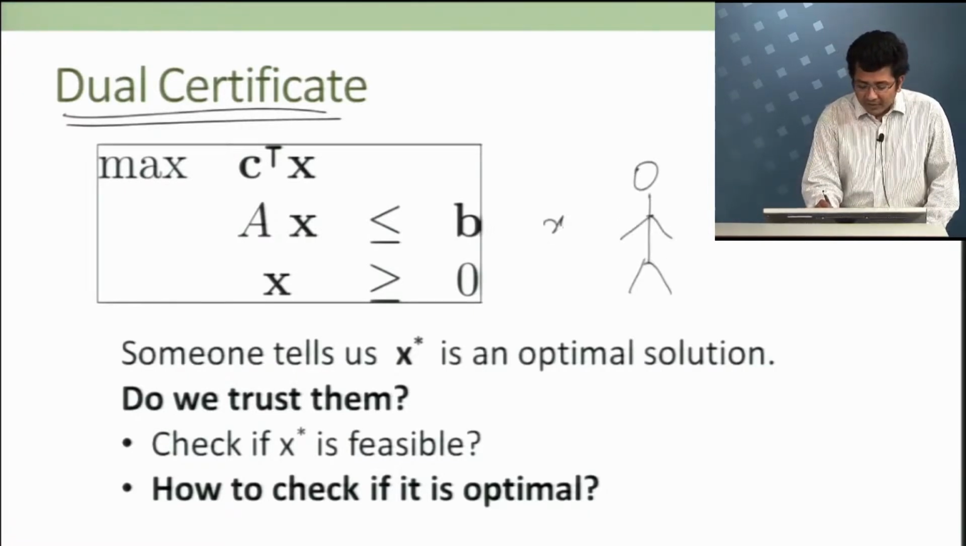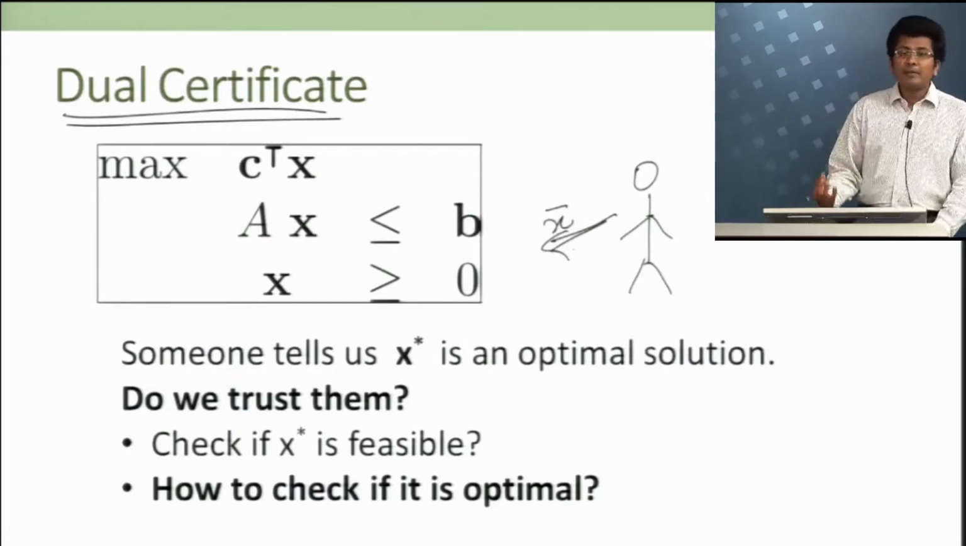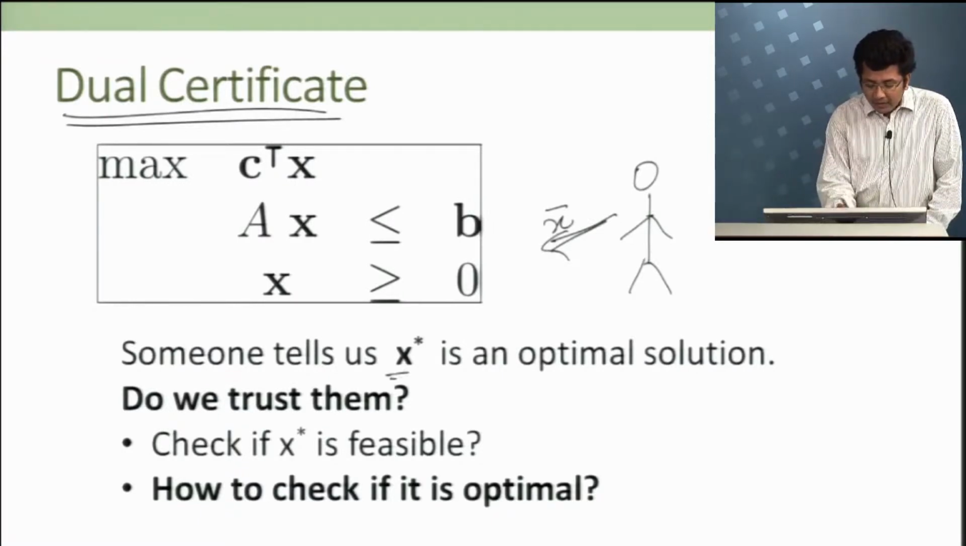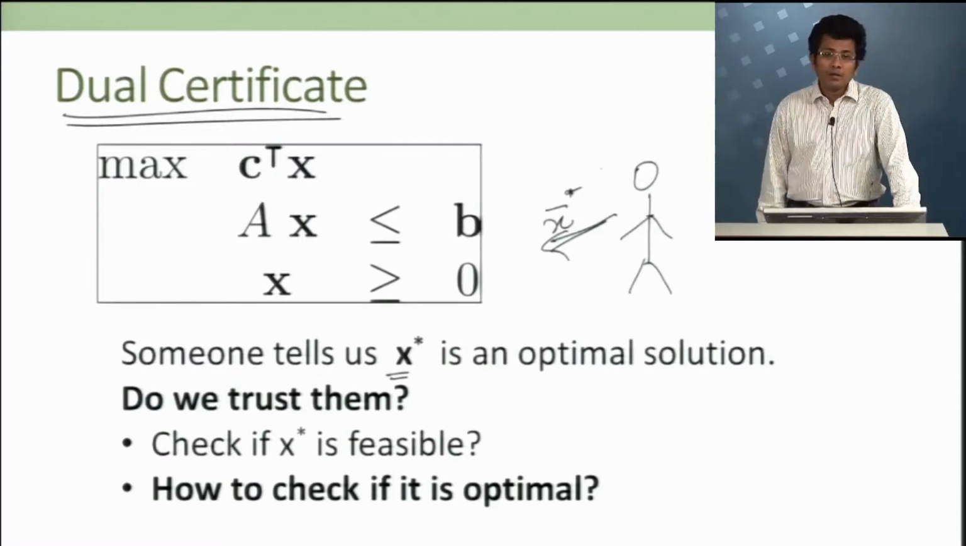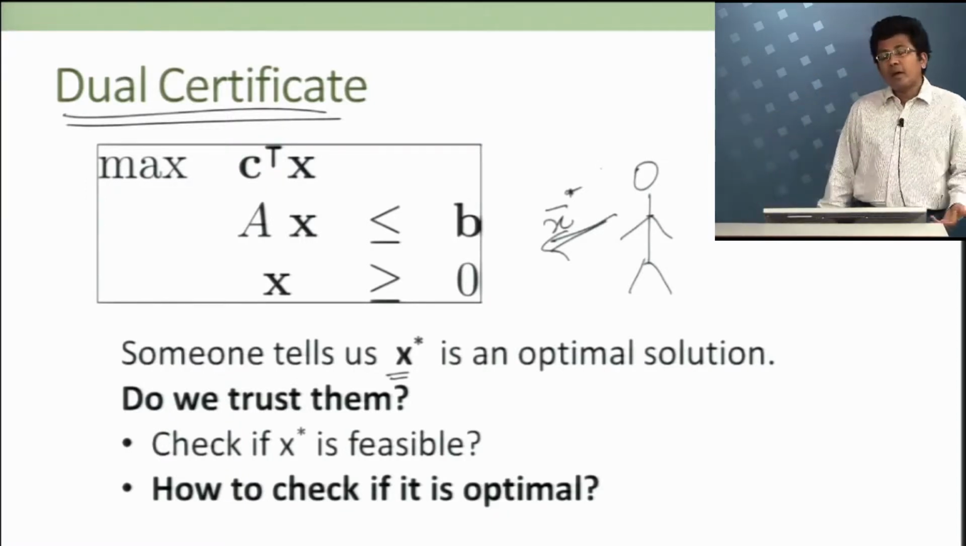So here is the problem, and suppose someone comes to us and gives us a solution X. This could be a program, this could be a person, who comes up and says, I'm giving you X star, trust me, it's the optimal solution. And the question is, do we trust them? How do we trust them?